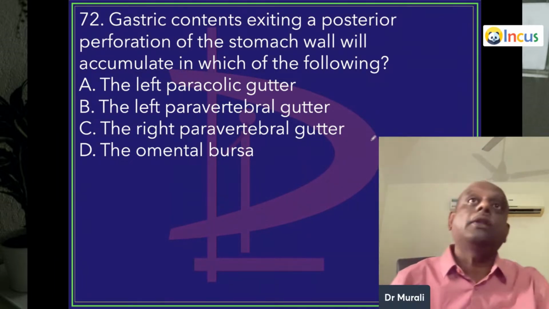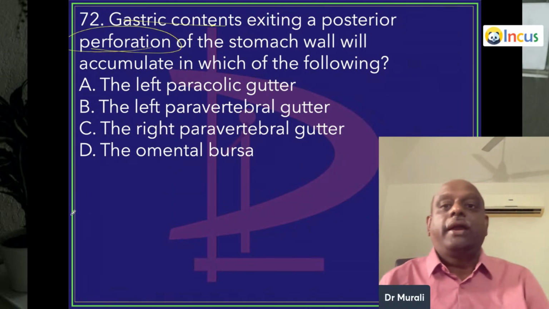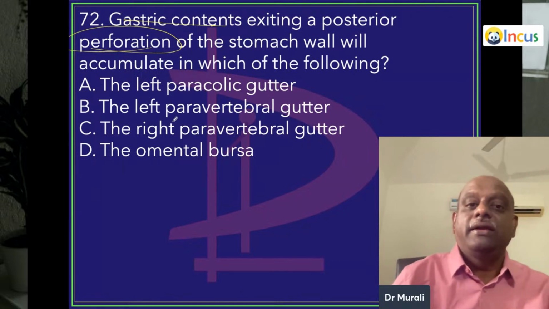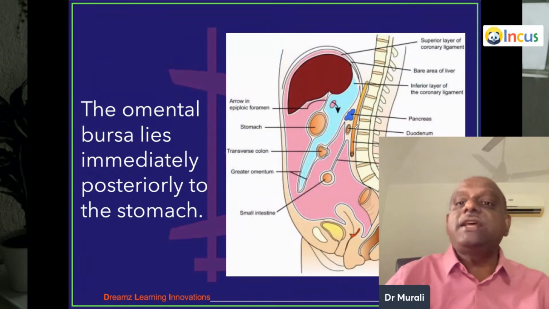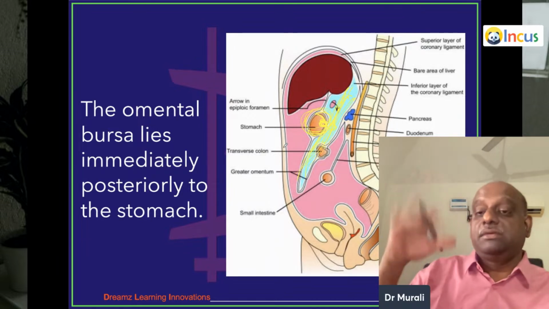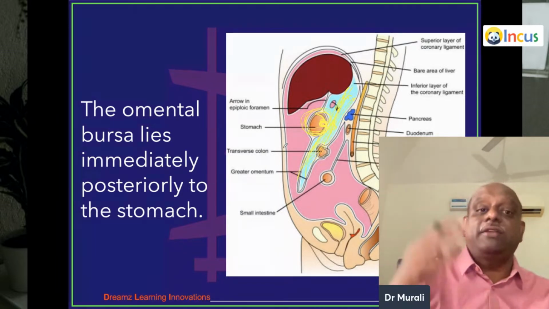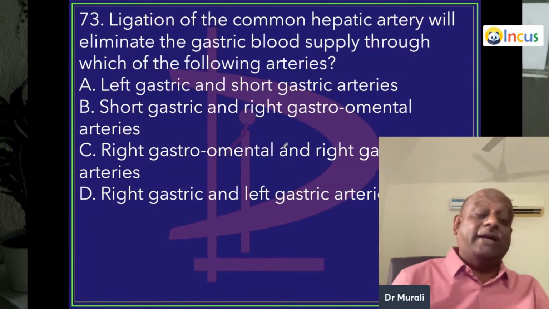Now, gastric contents exiting from a posterior perforation of the stomach, where will they accumulate? You should know there is a lesser sac, which is also called the omental bursa. It is posterior to the stomach. So this is the stomach, and this is the omental bursa. Any posterior perforation will cause collection of the fluid within the lesser sac, which is called the omental bursa.